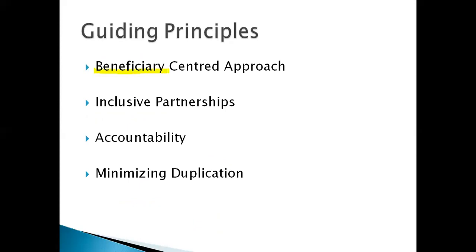So, firstly, we need to have a beneficiary centered approach. You cannot expect a beneficiary to come to the program. Your program should indeed reach the beneficiary, and that is beneficiary centered approach. So for example, we are talking about children. So most of the children would be school going children.